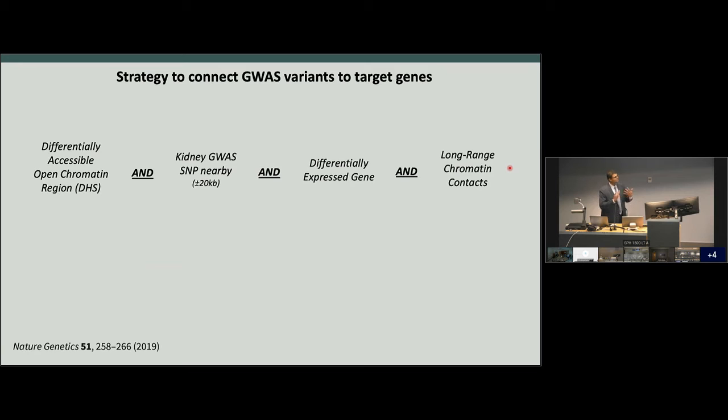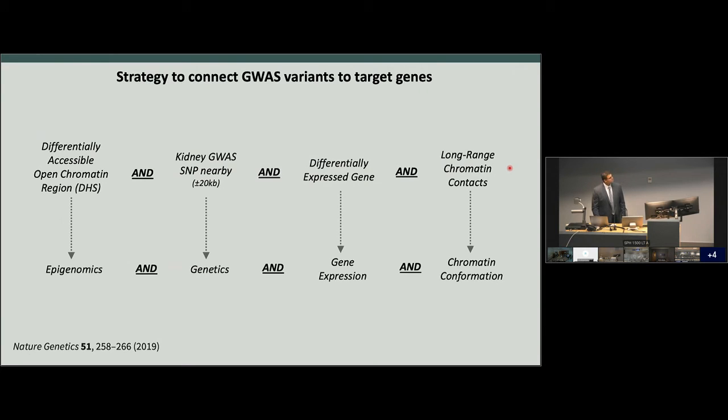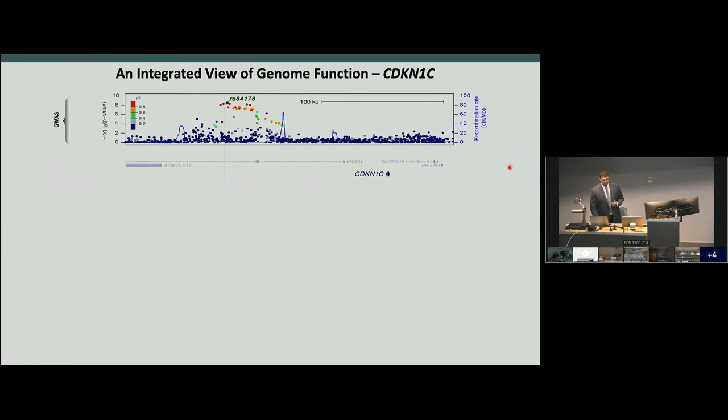So we wanted to be very stringent about what we called a target gene for a kidney disease risk. We are taking epigenetics, intersecting with population genetics, understanding gene expression, and also the actual physical conformation of the genome to do this. So here, let's take an example of how we did this for one target gene.